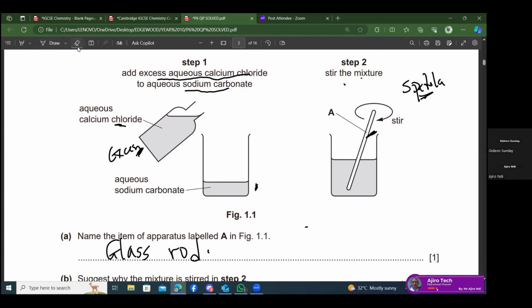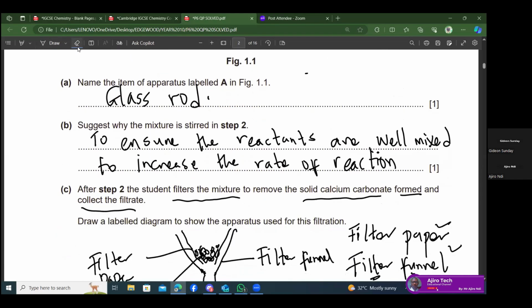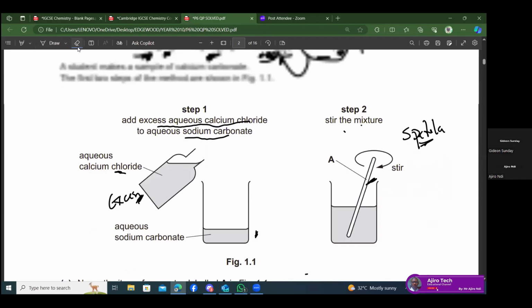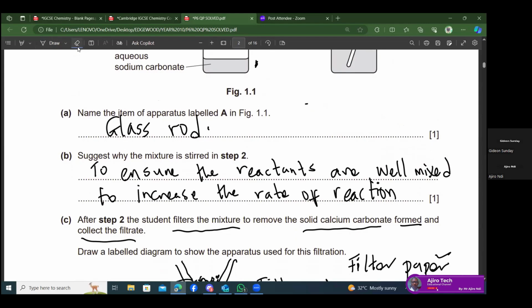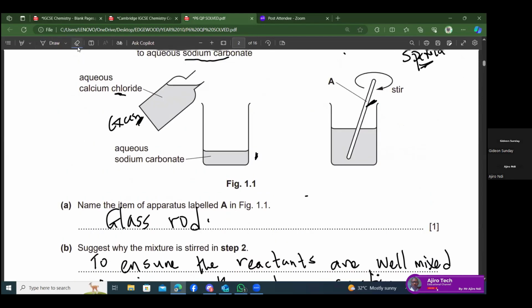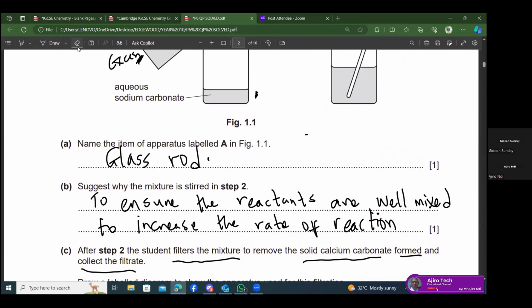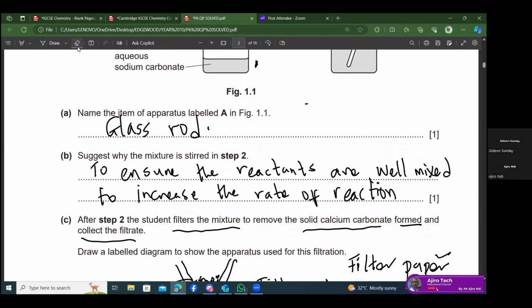Okay, so we go to the second question here. It says, suggest why the mixture is stirred in step 2. So why is stirring occurring in step 2? Why do you have to stir? We're stirring to ensure that the reactants are well mixed and to increase the rate of reaction. Stirring is simply you want the reactants to get mixed up. You added excess aqueous calcium chloride to aqueous sodium carbonate, so you want to ensure that all of the reactants are well mixed up to increase the rate of reaction. That is why we stir, to ensure that everything is properly mixed and the rate of reaction is increased.